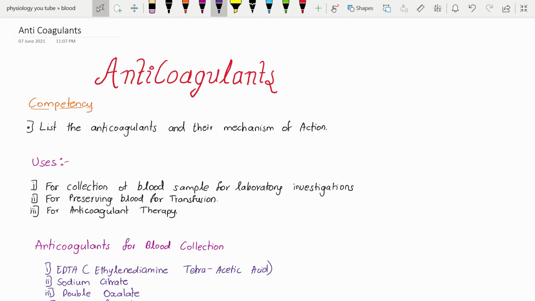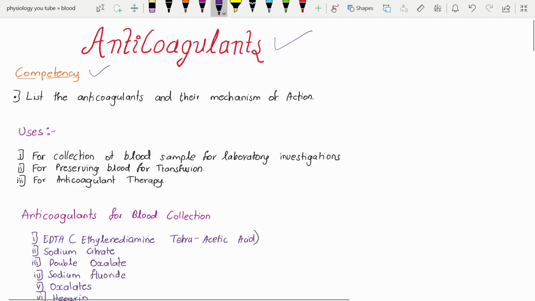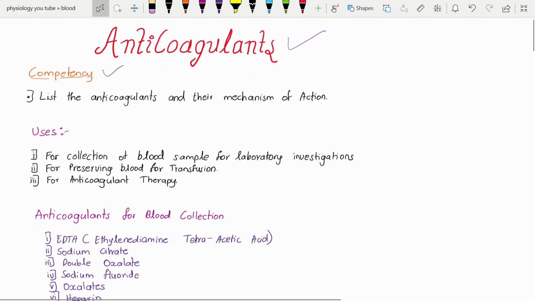In this video, I am going to explain about the anticoagulants. The word itself mentions anticoagulation, so they are inhibiting the coagulation process or pathway. Competency for today's class: list the anticoagulants and their mechanism of action.